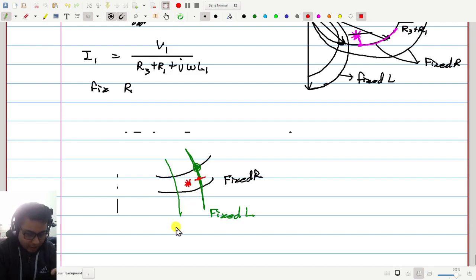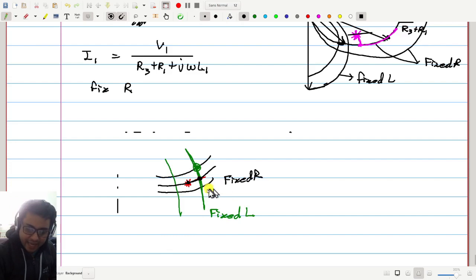After that, starting from this point, we will vary inductance keeping resistance fixed. So now we will vary along this path. As I move in this direction, I come very close to the I star and I will get balance. So in this diagram I see that in just 2 steps I get the balance.